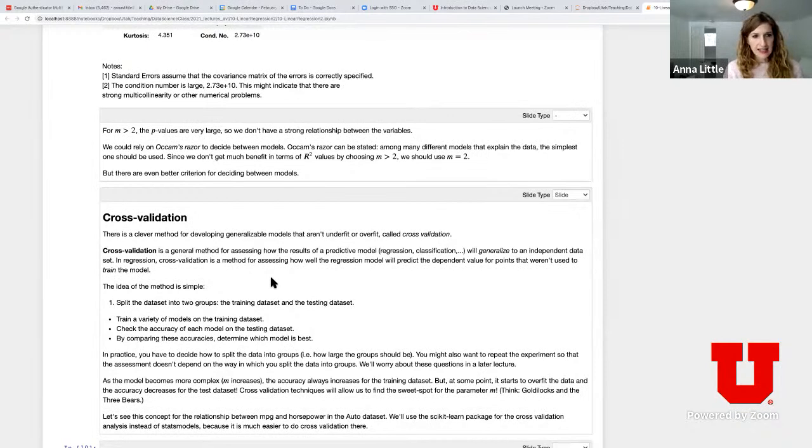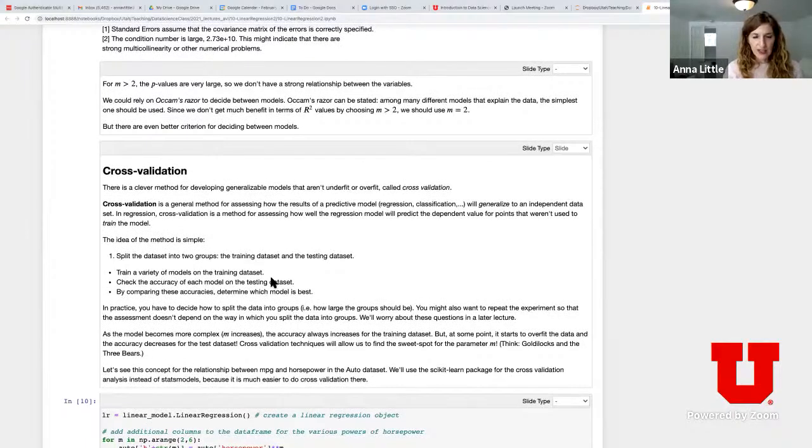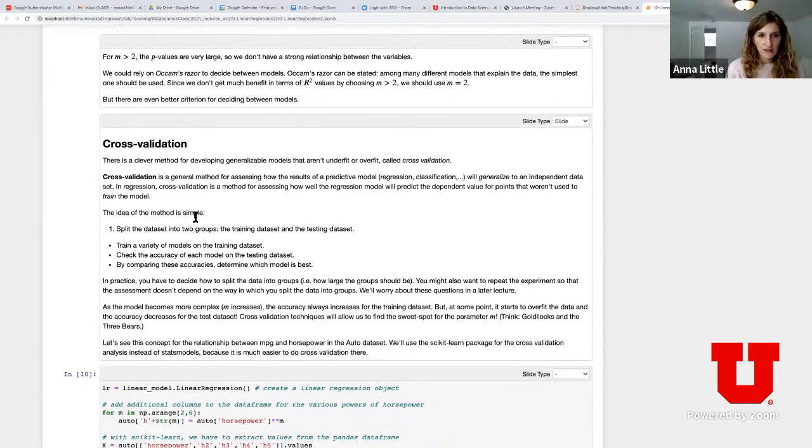Cross-validation is a clever method for developing generalizable models that aren't underfit or overfit. It's a general method for assessing how the results of a predictive model, like regression or classification, will generalize to an independent data set. In this context, where we're looking at regression, it's a method for assessing how well the regression model will generalize to data points that weren't used to train the models. And the idea is actually very simple.